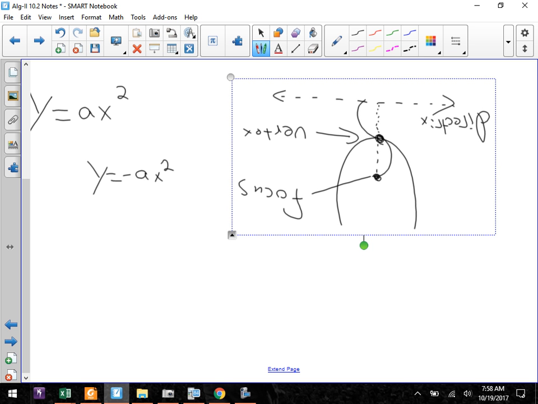Because remember, your vertex, and this goes for all of our conic sections, our vertex will always open towards a focus. Your vertex will always open up towards a focus.